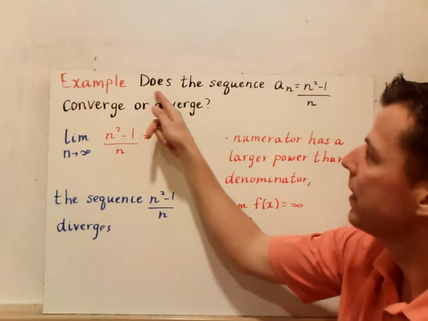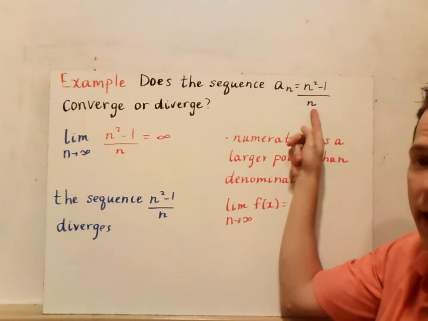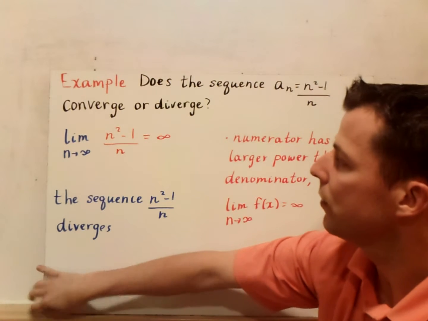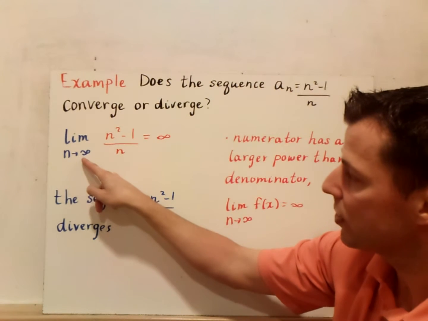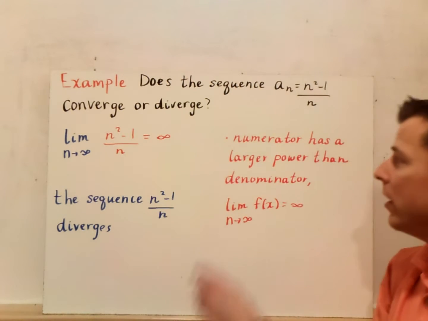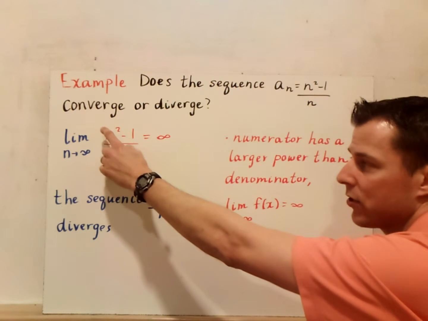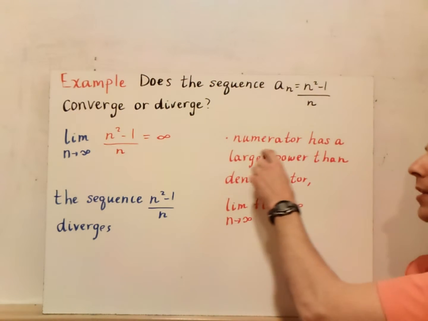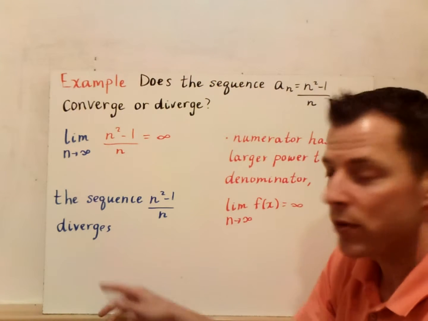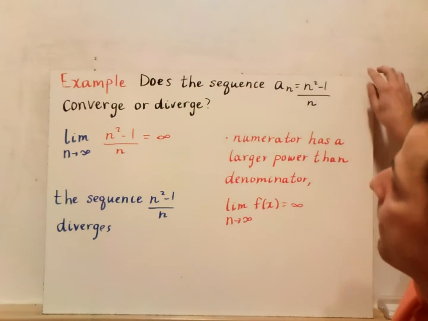Okay, example, does the sequence a sub n equal n squared minus 1 over n, does that converge or diverge? So what we're going to do is look at the limit as n approaches infinity of a sub n, which is n squared minus 1 over n. Now, think about the limits. Back to that definition, we have a numerator that has a larger power than the denominator. So by definition, this limit goes to infinity. So we say that this sequence is going to diverge.